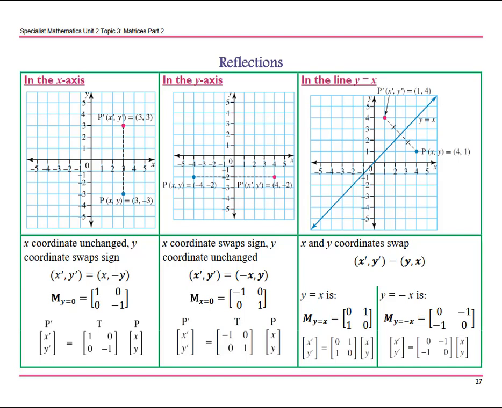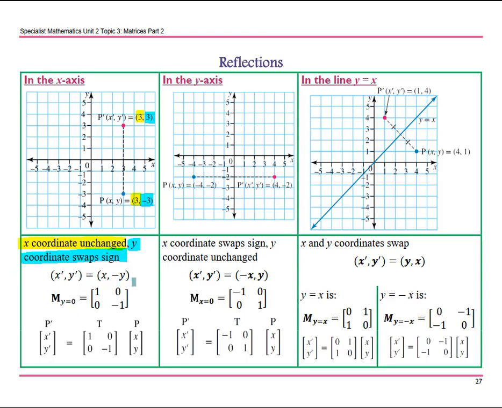This video looks at reflections of matrices. Now, in the x-axis, if you look at the diagram that I have, we have the point P, which is 3, -1, and its image is 3, 3. So what you'll notice is that the x-coordinate stays the same and the y-coordinate swaps signs. If the y was positive, it would become negative and vice versa. So when we think about that, the image of xy equals x, negative y.